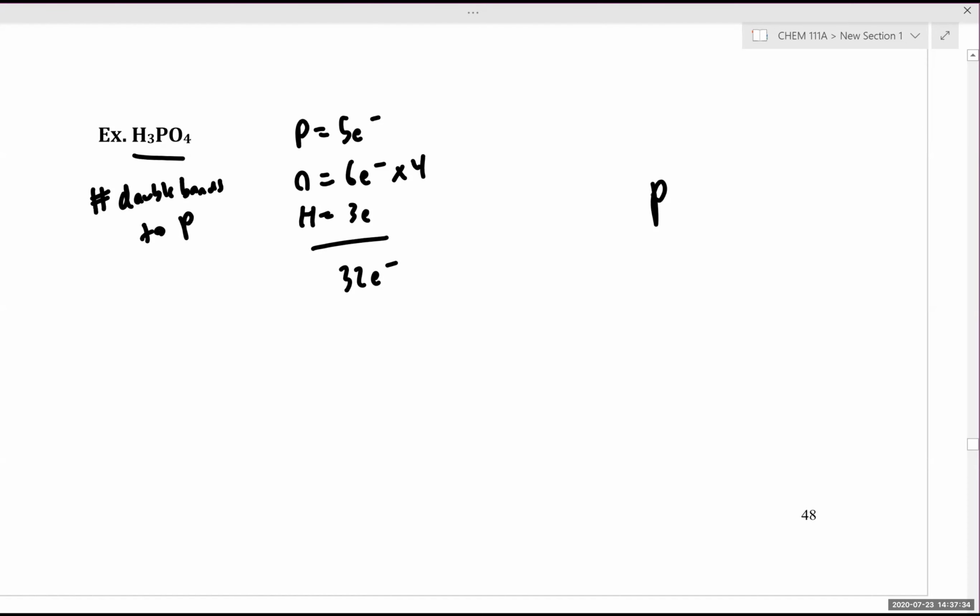We put phosphorus as our central atom, and we surround it with our 4 oxygens. Now, where do we place our hydrogens? On the oxygen atom. So we place each of our 3 hydrogens on an oxygen atom.